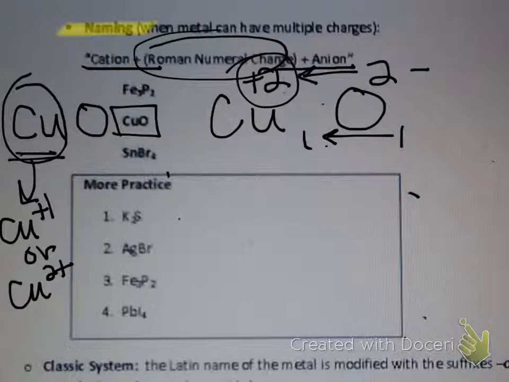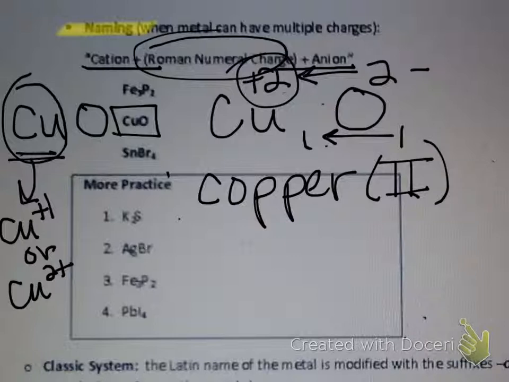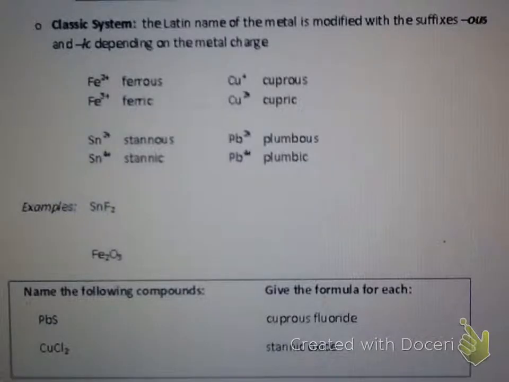So how are we going to name this then? We figured out the charge, it's the copper 2 ion. So we're going to name it copper, Roman numeral 2, oxide. Cation plus anion, but if the cation has more than one charge, indicate that charge. Alright, so this is what we do for the stock system of naming. The stock system of naming is the newer way to name ionic compounds to indicate the charge easily.